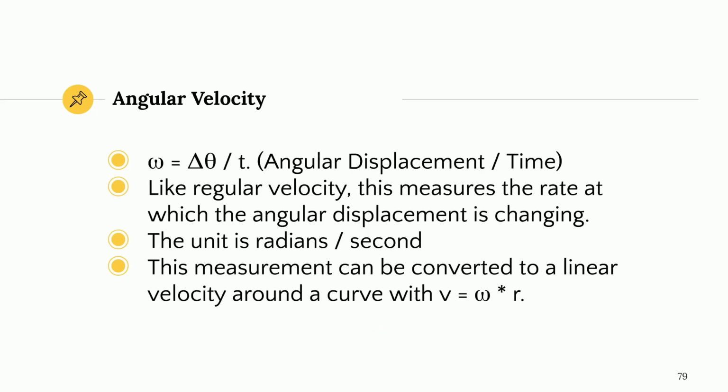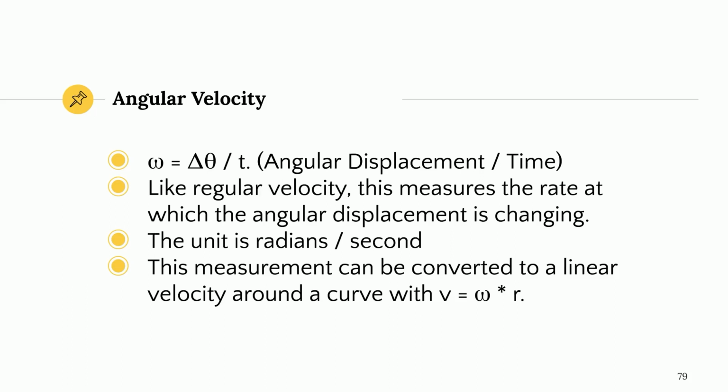So angular velocity. Omega equals delta theta divided by time, which is angular displacement divided by time. Same thing as regular velocity, but angular. Like regular velocity, this measures the rate at which the angular displacement is changing. The unit in this case is radians per second. So instead of being meters per second, we're using the angular displacement version, which is radians per second.